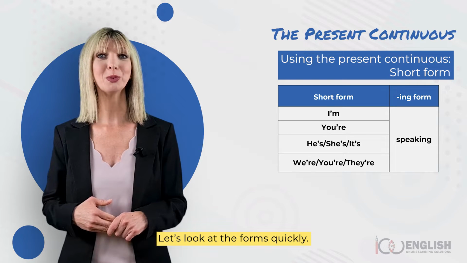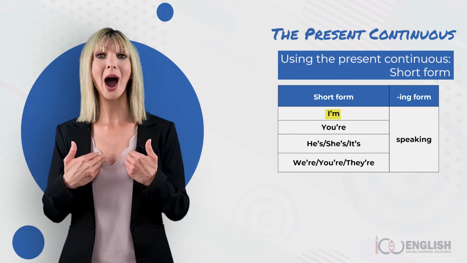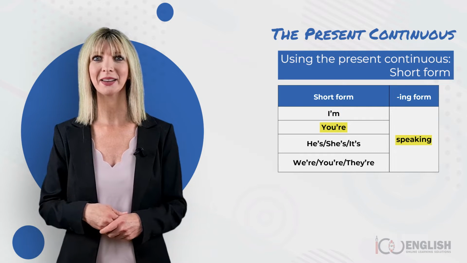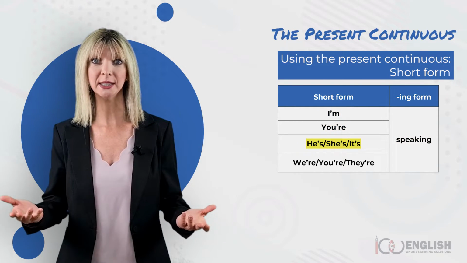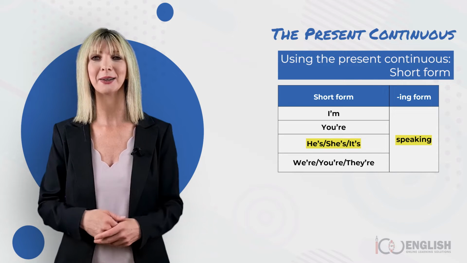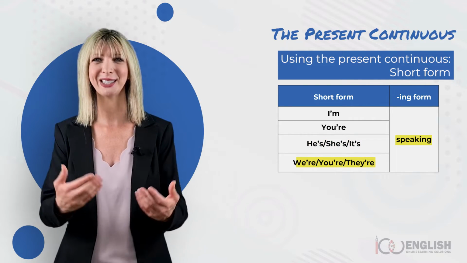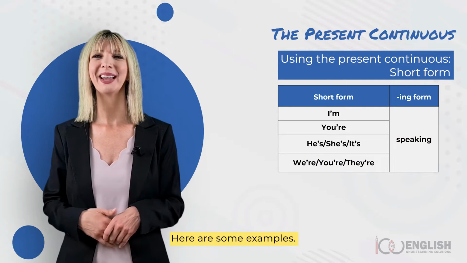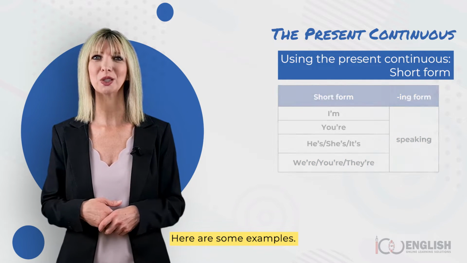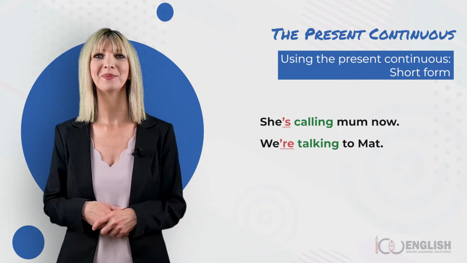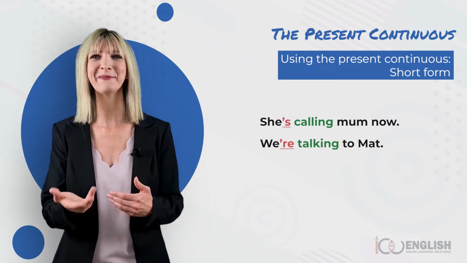Let's look at the forms quickly. I'm speaking. You're speaking. He's, she's, it's speaking. We're, you're, they're speaking. Here are some examples. She's calling Mum now. We're talking to Matt.